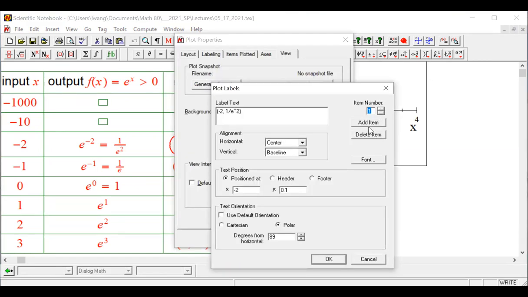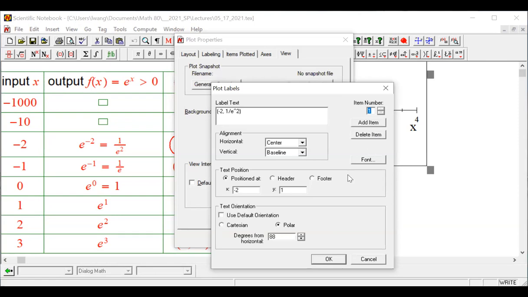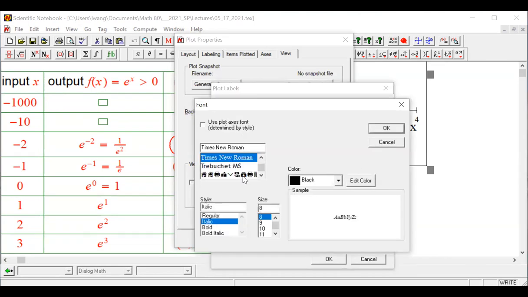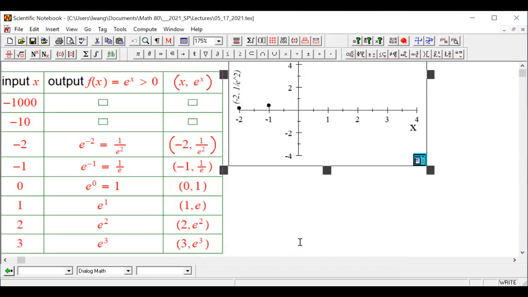So I'm going to make this 1. Would that look better? Where's the fonts? Well, maybe make it 2. Would that be better? There. Thank you. All right, so that's 1 point.